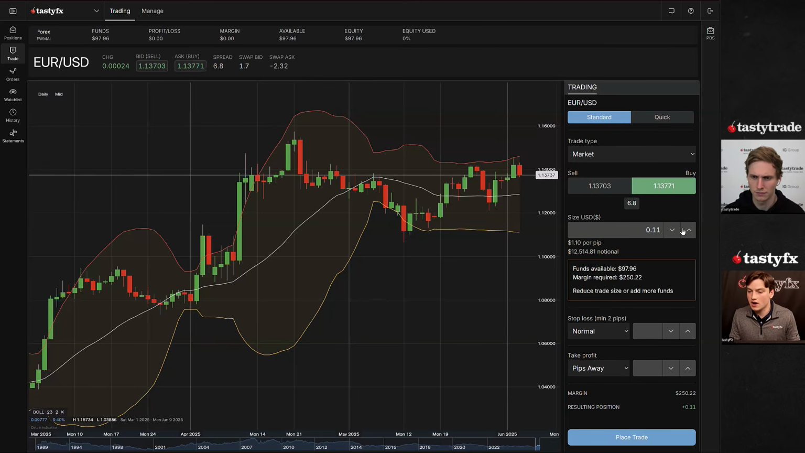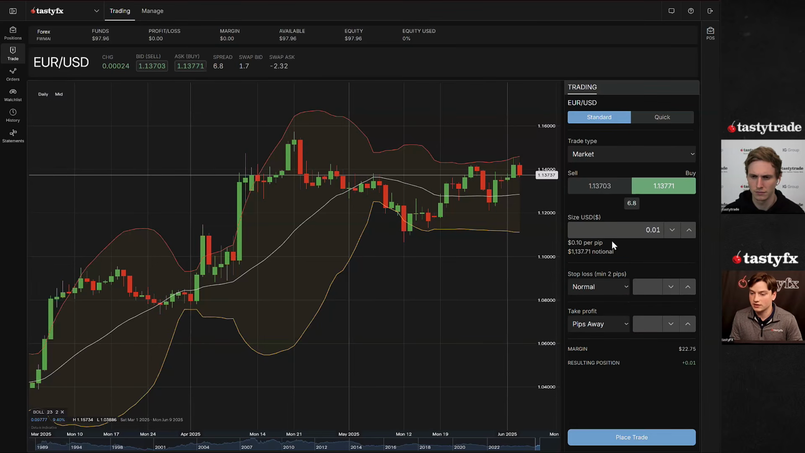You can scale up or down. As we noted, if it exceeds your funds, it'll tell you right here. So nothing lost there. But sticking to the minimum size here, as we called out in the slides, it'll show you your dollars per pip, and the notional that your position is controlling, the ability to add a stop loss or a take profit, and then critically here is your margin required and what your overall resulting position is here.